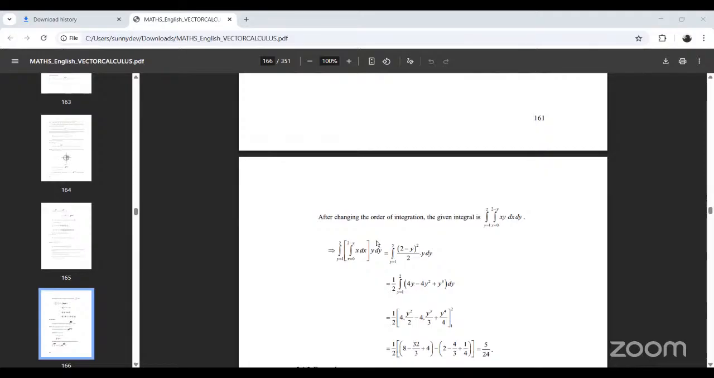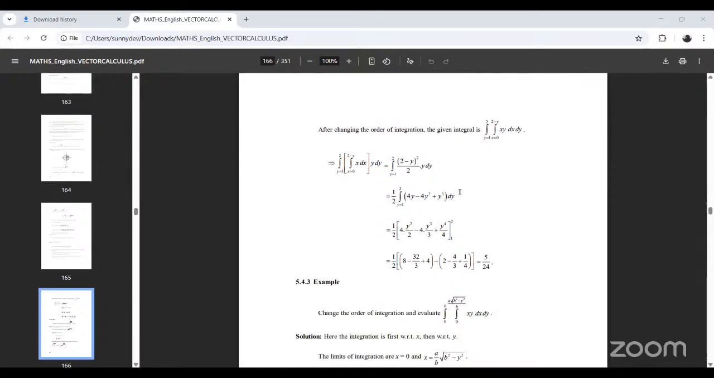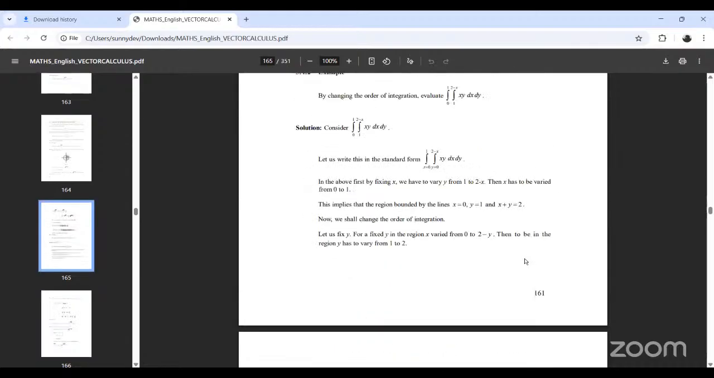Again, after that, finally we have to do the integration with y. So that is 4y dy, that becomes 4y square by 2 minus 4y cube by 3, and y cube integration is y power of 4, and the limits are 1 to 2. So this is 1 by 2 and 8 minus 32 by 3 plus 4. After substituting the limits, minus 2 minus 4 by 3 plus 1 by 4. And finally we are getting 5 by 24.